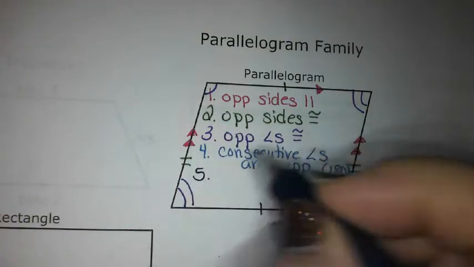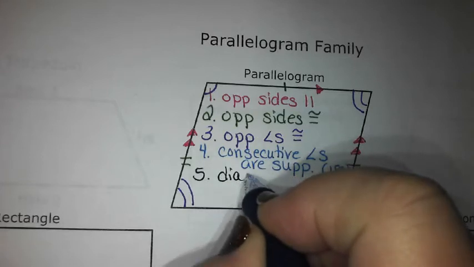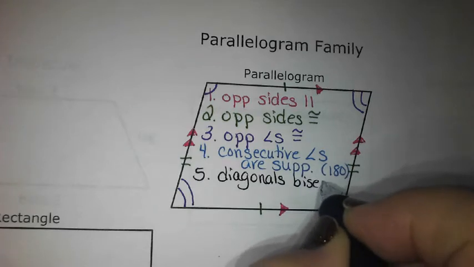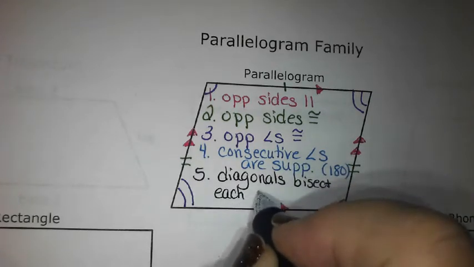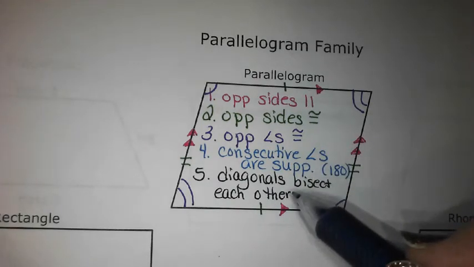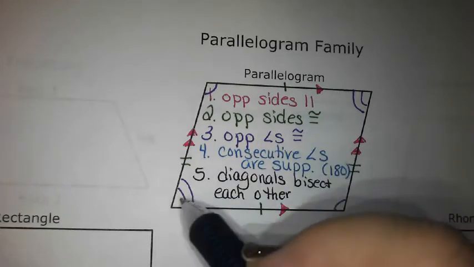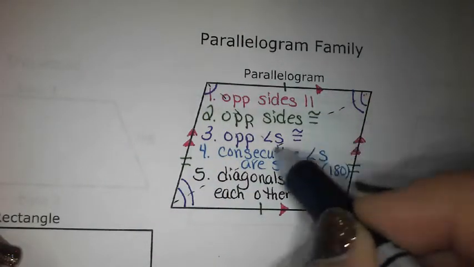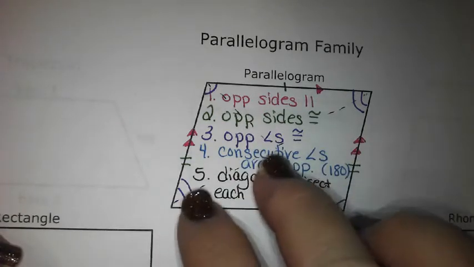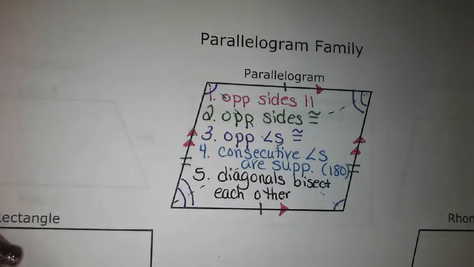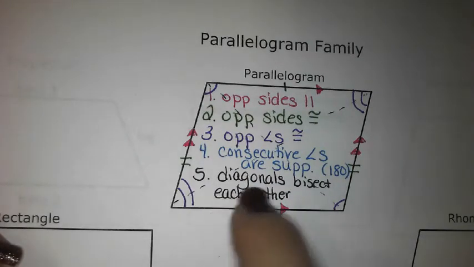Number 5 is that the diagonals bisect each other. Diagonals bisect each other. So it's important to notice that that does not mean that the diagonals bisect the angles. It just means that the diagonals, let's see if I can draw a little bit in here, these diagonals bisect each other. So this piece and this piece are congruent, and this piece and this piece are congruent. So the diagonals bisect each other.